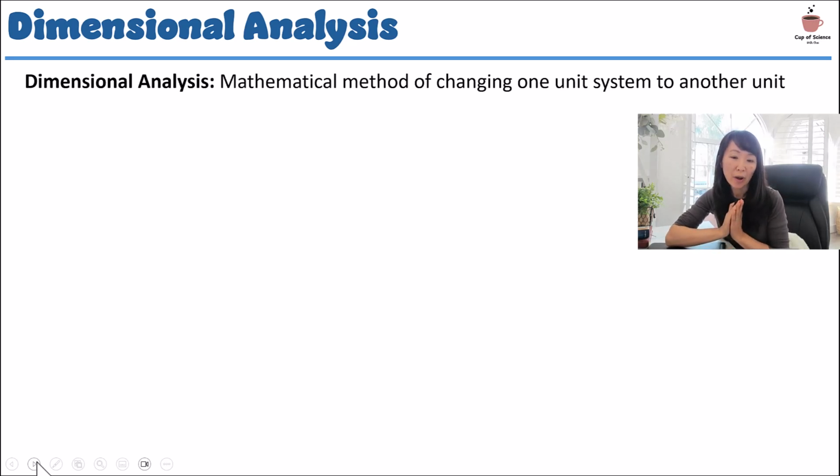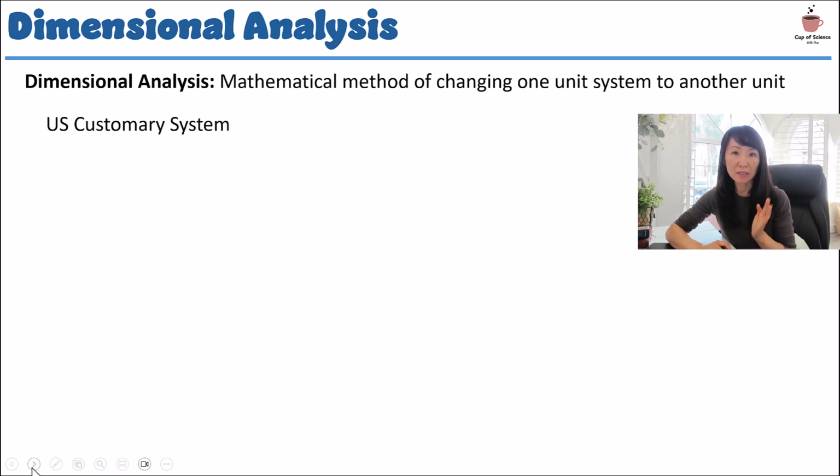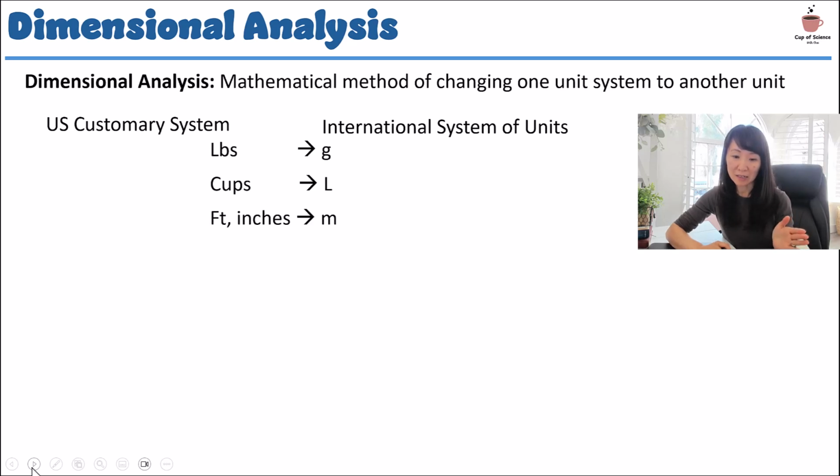Dimensional analysis requires a mathematical method to change one unit system to another unit. For example, in the US, we like to use the US customary system, whereas the rest of the world likes to use the international system of units. The customary US system uses pounds, cups, feet, and inches. But the international system of units uses grams, liters, and meters for weight, volume, and length.